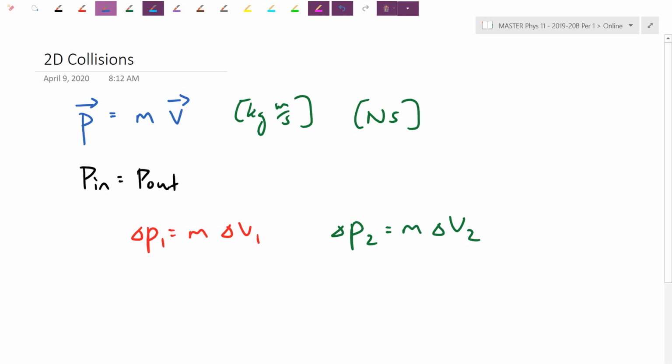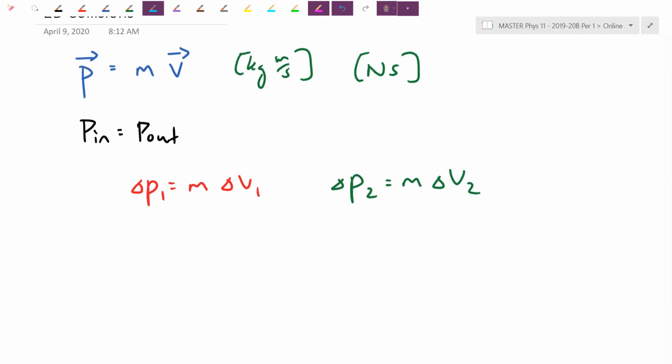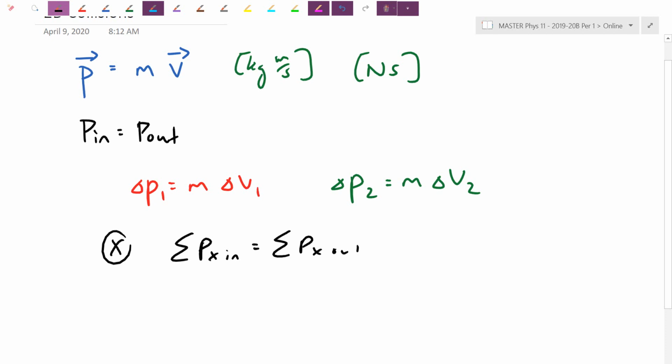Especially when we started working on two-dimensional problems, you started needing to break it up between x and y. We basically had expressions, so in the x direction, the sum of the momentum, you can call it px in, had to be the sum of the momentum px out. And similarly, for the y-axis here, the py in has to equal the py out. So we did that as a sort of conservation of momentum kind of problem.